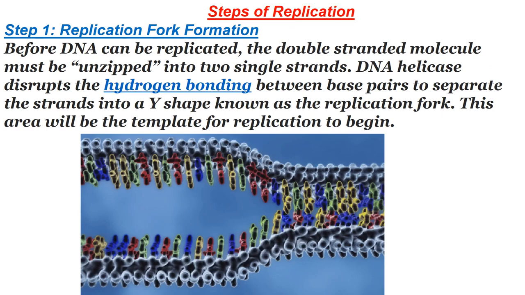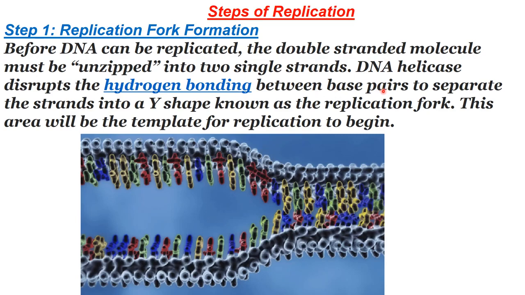Now let's talk about the process of replication. The first step of replication is formation of the replication fork. Before DNA can be replicated, the double-stranded DNA molecule must be unzipped, or you can say separated into two single strands. The enzyme DNA helicase disrupts the hydrogen bonding between base pairs.